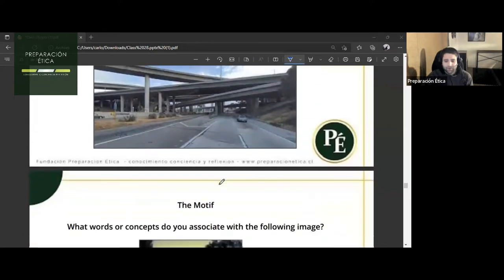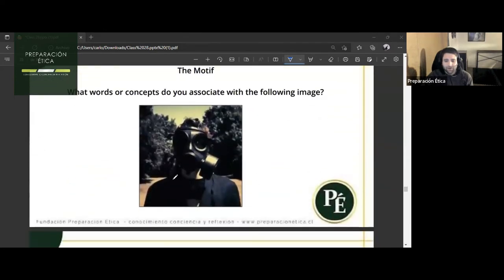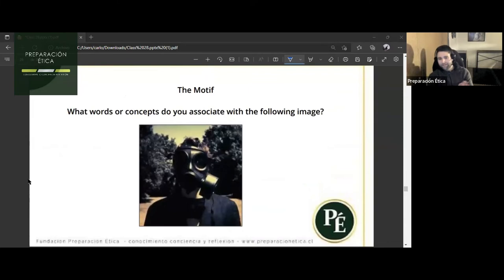Let's continue with this one. So this is more complex, guys. This is more abstract. So what words or concepts do you associate with this image?